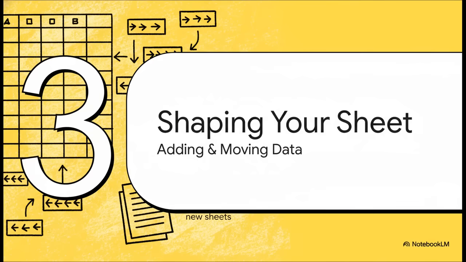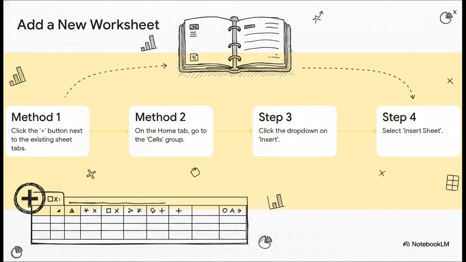All right, we know our way around the space. Now it's time to start arranging the furniture. In this section, we're going to see how to add new sheets, rows, and columns, and then how to move your data around inside them. So what if you need to add another page to your binder? It's incredibly simple. There are a few ways to do it, but honestly, the fastest and easiest way by far is to just click that little plus button down at the bottom, right next to your other sheets. One click and boom, you've got a fresh new worksheet.